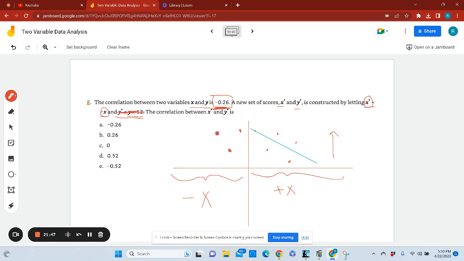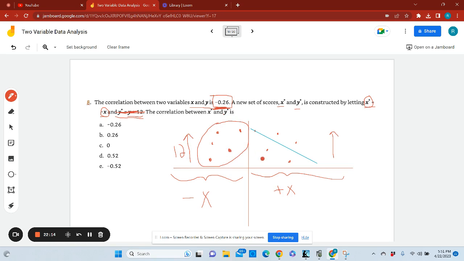So this one has to get flipped over the y-axis. I'm just doing a rough flip here, right? So I kind of tried to make mirror images here. 1, 2, 3, 4, 5. They're roughly equivalent. And again, you can imagine that these data points are also shifted up 12 units.